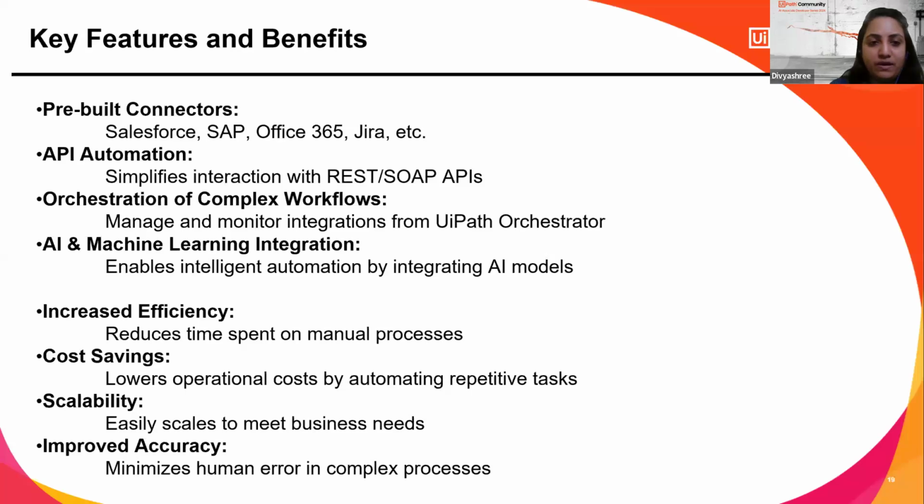And also we do have the API automations, which simplify the interaction between the REST and the SOAP APIs, the orchestration of complex workflows, which is made very easy right now, and also the AI and machine learning integrations. So we will be able to go ahead and use the out of the box AI models. But if your organization has your own AI models, and you want to utilize those AI models instead of the integration services, that is also available in UiPath. So by using all of this, what exactly will we get from all of these things?